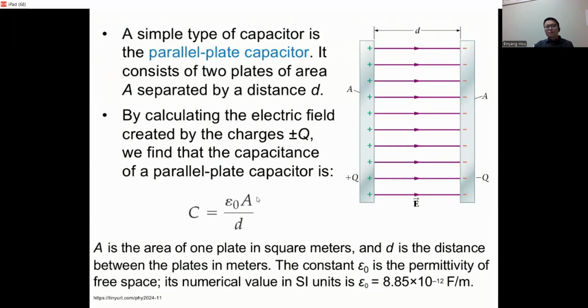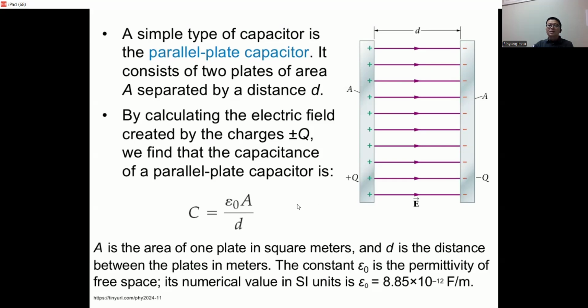it turns out to be just proportional to the area of the plate, and inversely proportional to the separation d, with a constant number epsilon naught, which is called the permittivity of free space or vacuum, which is the constant number 8.85 times 10 to the negative 12 farad per meter.